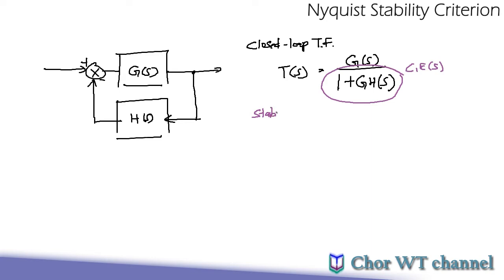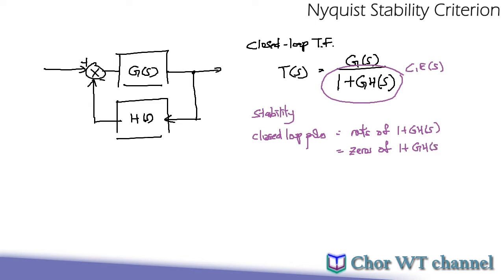We need to determine the closed loop poles, which equal the roots of 1 plus G(s)H(s). This means that I'm setting 1 plus G(s)H(s) equal to 0. As we all know, G(s)H(s) will be fractions, so we are taking the numerator of 1 plus G(s)H(s), equating it to 0 and finding the solution. Basically, we are saying that this equals the zeros of 1 plus G(s)H(s).